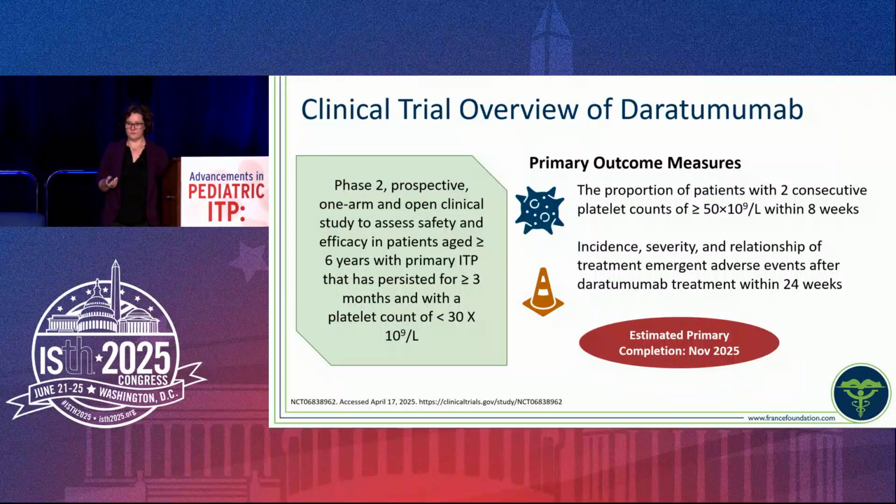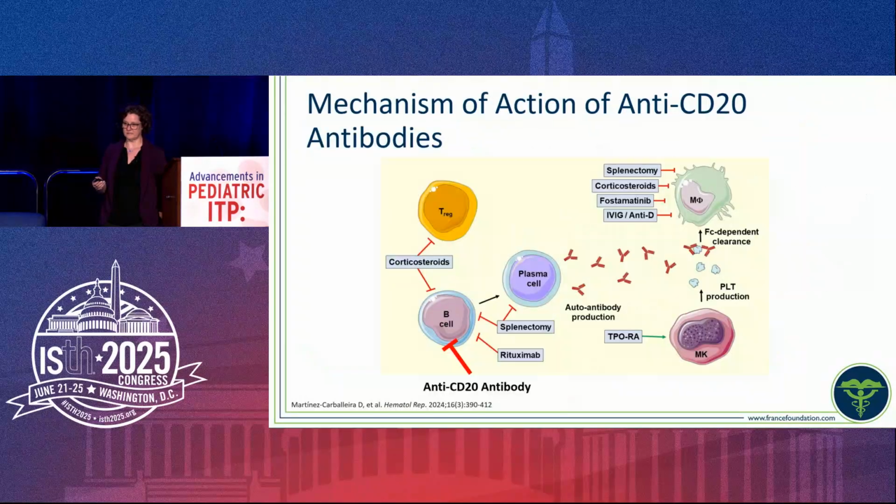There is a phase 2 prospective one-arm open clinical study, and that will enroll patients that are greater than or equal to 6 years old with ITP for at least 3 months. So we'll see what that ends up showing us, with the primary outcome of 2 consecutive platelet counts of over 50 within the 8 weeks of treatment. And this is both a safety and efficacy study.